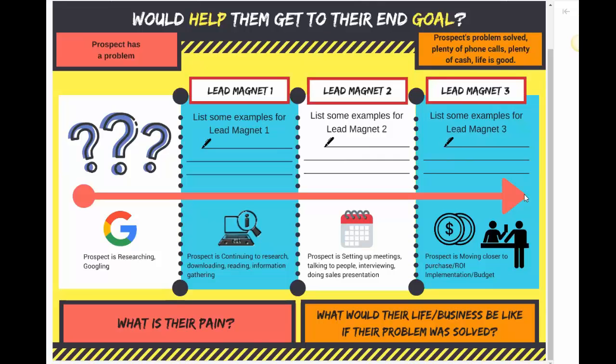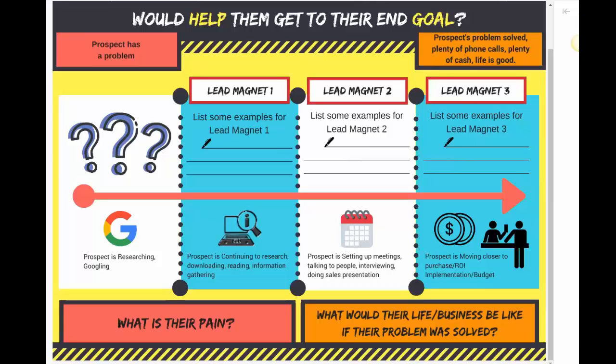So what you want to do is look at their problem right here. Their pain is that they're not getting enough customers, and we're going to go from superficial to a little bit deeper. They don't have enough customers. That is the problem, but what happens as a result of that? Do they have cash flow issues? Are they stressed? Are they worried about how they're going to make payroll?